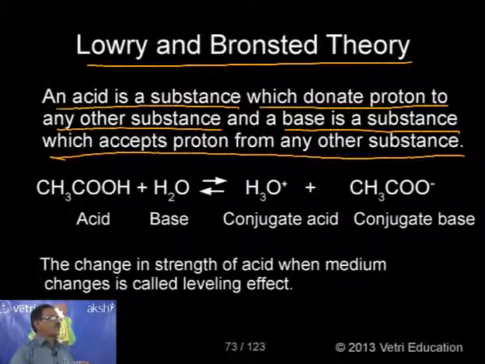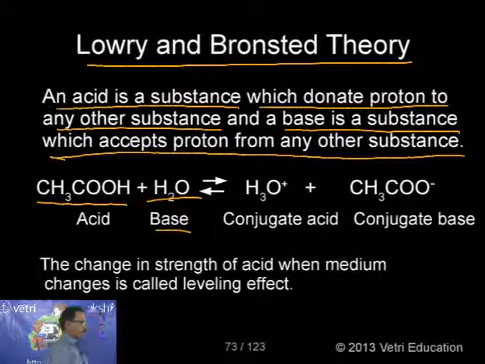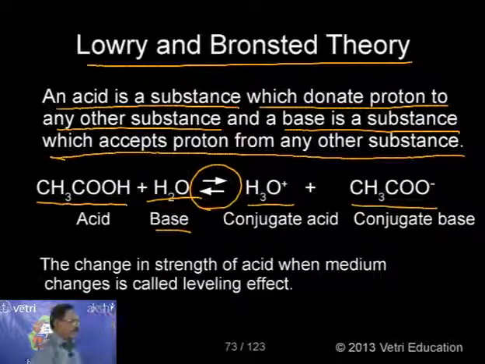According to Lowry and Bronsted theory, any substance that provides a proton is an acid, and any substance that accepts a proton is a base. So it is not necessary that OH minus is there. A specific example: acetic acid, CH3COOH, is the acid and water is the base. Acetic acid is a weak acid, so a reversible arrow is indicated, maintaining equilibrium. Acetic acid donates H plus, converting into H3O plus, and the acetate ion is formed. Can you follow? Acetic acid is an acid because it donates H plus, and water is the base because it accepts H plus.